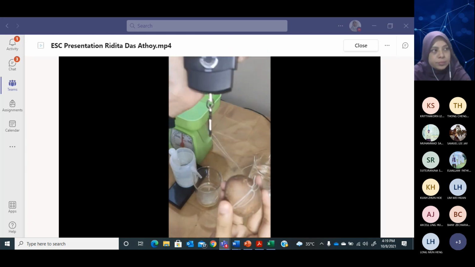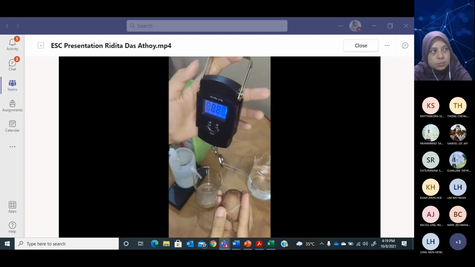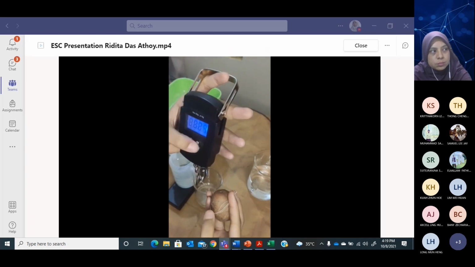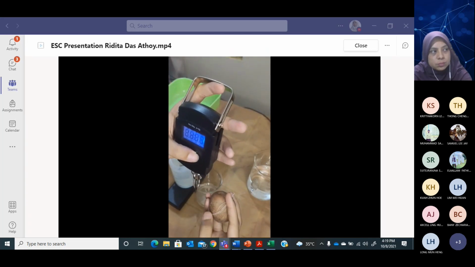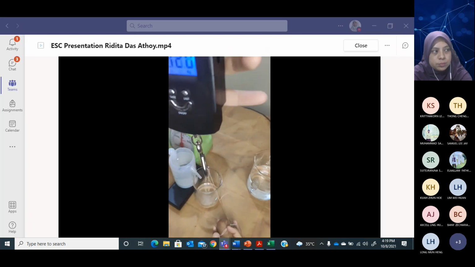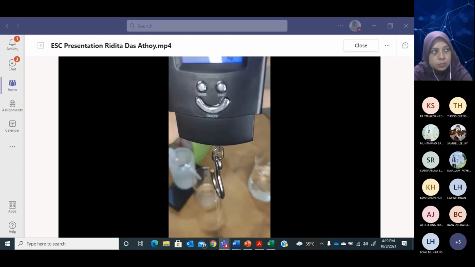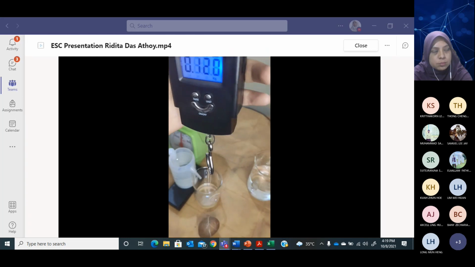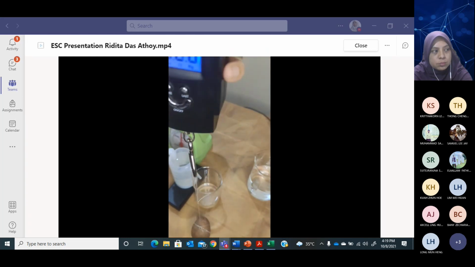Here is the potato and I'm measuring it. It's in pounds now. I will change it to kg. Yeah, now it is in kg. And it shows that it is 0.12 kg. And now we have to submerge the potato fully in the vessel.